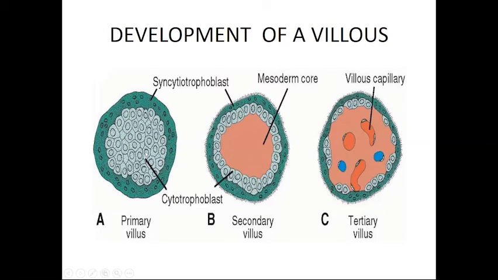The core of this villus is the projection. A villus is nothing but a finger-like projection, with the syncytial trophoblast outside and the cytotrophoblast inside. Then further, with the invagination of the mesoderm, it becomes three layers: syncytial trophoblast, cytotrophoblast, and mesoderm. This is called the secondary villus, and when blood vessels develop into this mesoderm, this is called the tertiary villus.